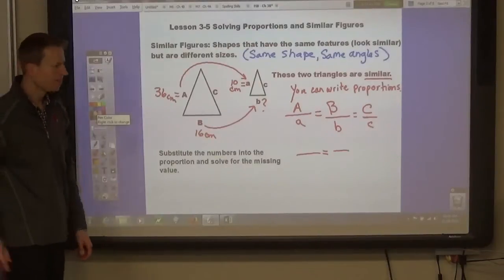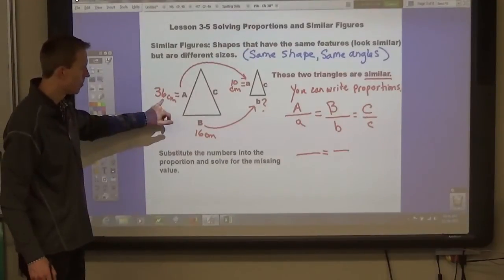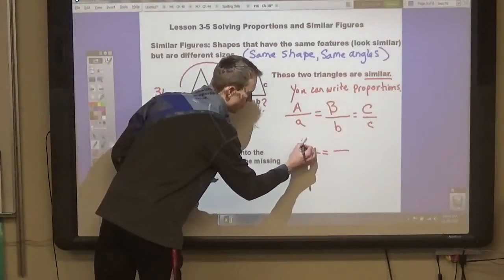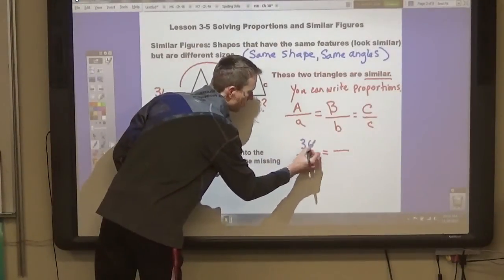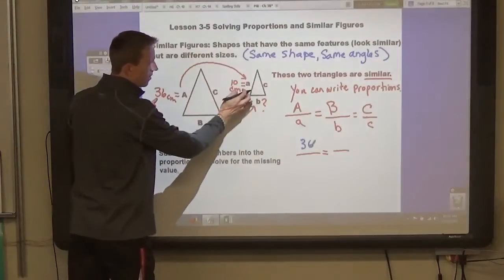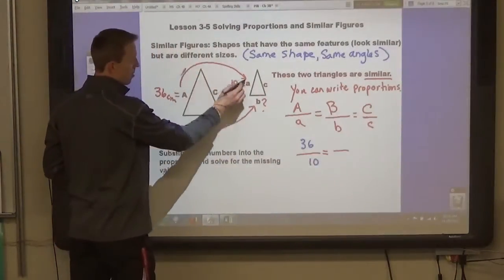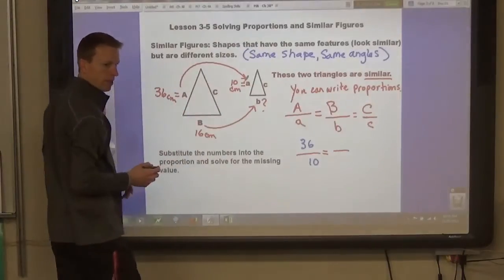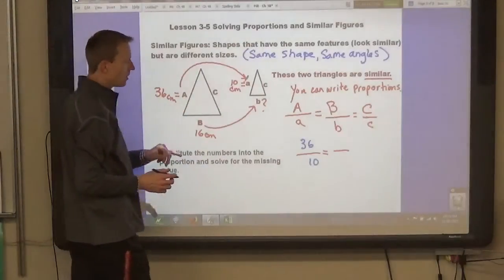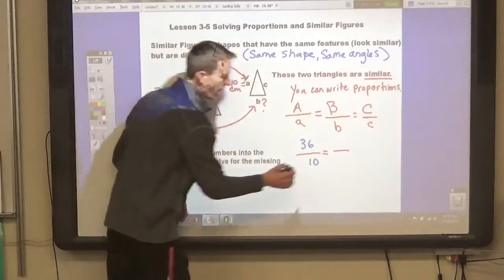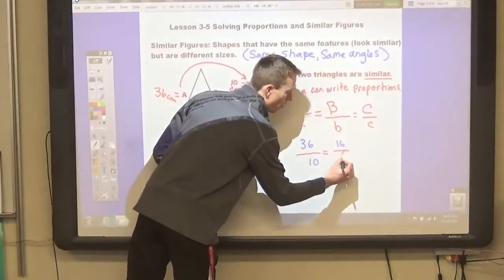Aiden, do you know what? So like, you could do 36 over 10. 36 over 10. Yep. So we're going to write 36 over 10 because those two are proportional. And then on the other side, you need to write 16 over B. Correct. 16 over B.